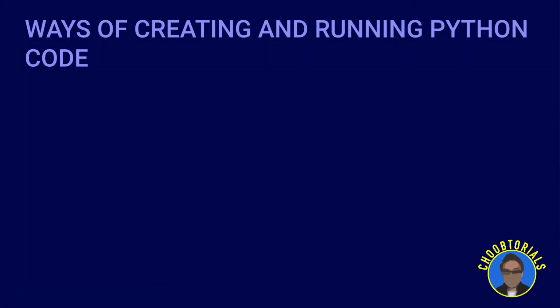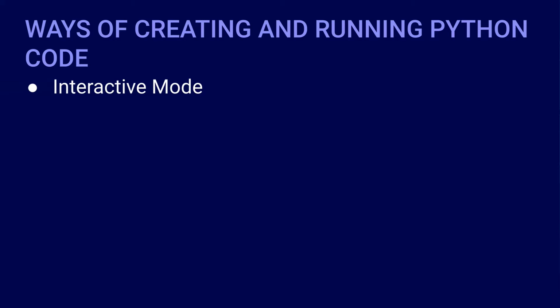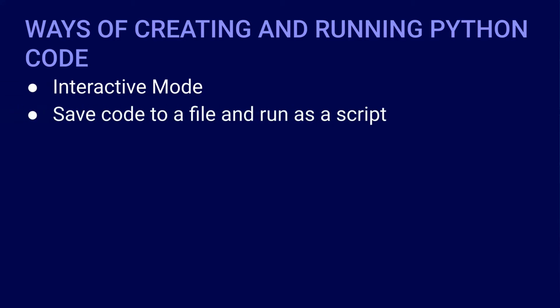So now that we have Python installed, there are a couple of different ways for us to create and run our Python code. We have the interactive mode, which lets us quickly write and execute Python instructions. You can write just one line and press enter to have it executed right away. Or we can also save our Python code into a file and then run it as a script using the Python interpreter. We will start with a demonstration of using the Python interpreter in interactive mode.